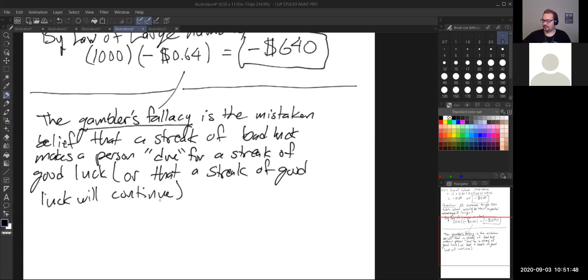Now, why this is false is, when you are playing a gambling game, the probabilities are not going to change based on previous plays of the game. You can play the game 10 times, and that's not going to affect the probability of the next game.